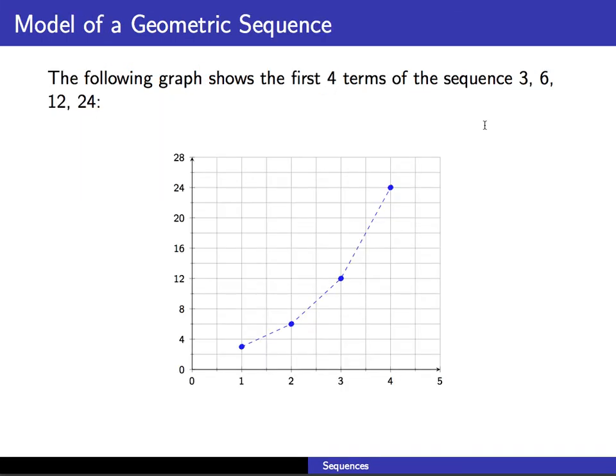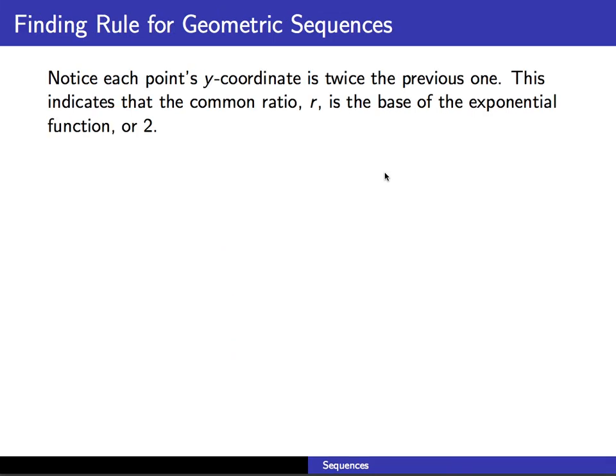Here we have an example of the first four terms of a sequence, 3, 6, 12, and 24. To get from 3 to 6, we have to multiply by 2. To get from 6 to 12, we have to multiply by 2. And to get from 12 to 24, we have to multiply by 2. Notice the points, if we were to connect them, don't make a straight line. They have this exponential growth curve to them. Each y coordinate is going to be twice the previous one, 3, 6, 12, 24. And this indicates that our common ratio of 2 is going to be the base of the exponential function.